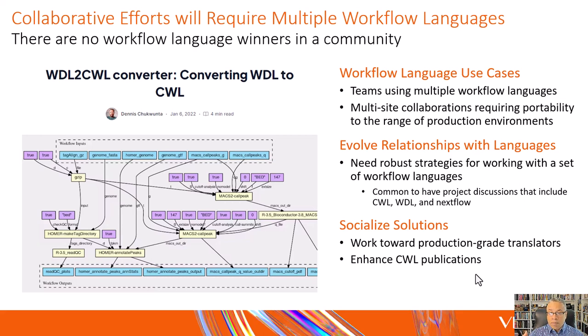And so I believe we need to develop some robust strategies for dealing with this. My computer science background says that there's a compiler in there. But more important than the implementation is that we have these robust solutions that the community can use. And this is the important part, the second part, which is we have to socialize those solutions and make them available. And I believe there's a place for the open source community and for industry to help make that happen. Clearly, the discussions we're seeing are involving CWL, WDL, and Nextflow in the same conversation about a specific project. So maybe those are the ones we think about first.